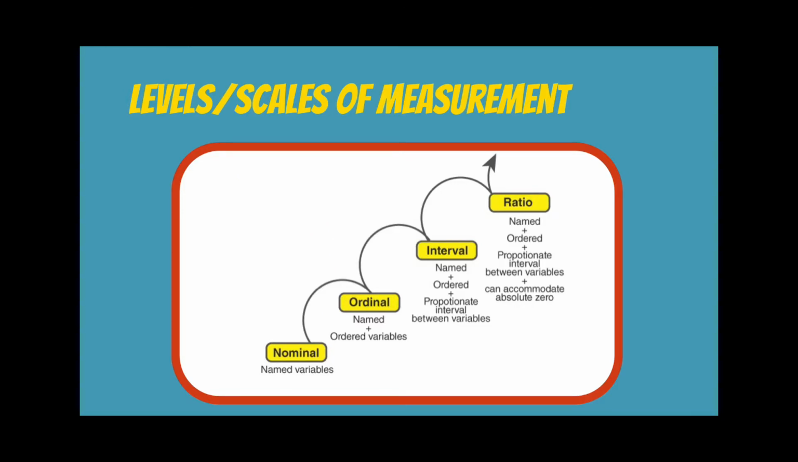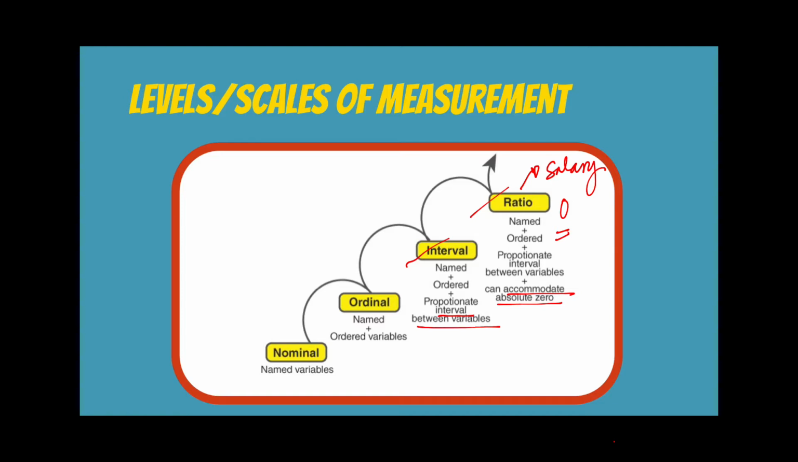So next we have interval variables. These are variables that are named, ordered, and there is a proportionate interval between the variables. It's also the same with ratio variables. However, ratio variables compared to interval variables are those that can accommodate absolute zero. An example of a ratio scale is, for example, salary. So, salary can be zero. Walang trabaho, no work, so no pay, so no salary or no income. So, there's an absolute zero.